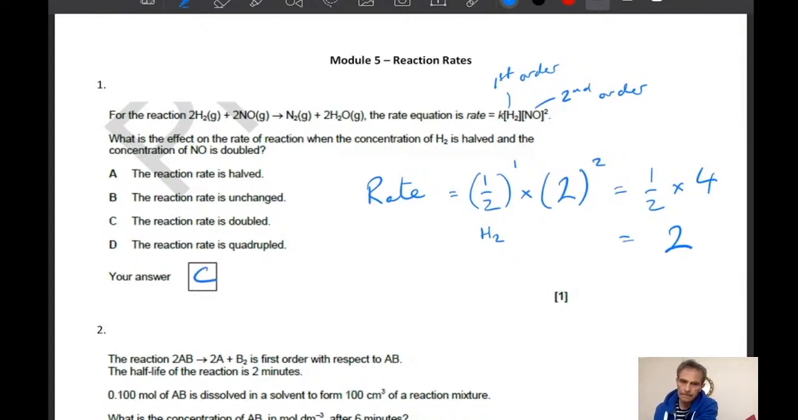I hope that all made sense. So whatever you do to the concentration, if it's first order, the rate will change by the same factor. If it's second order, it will change by the change in concentration squared. So we had, I'll just put the NO in there, the hydrogen was halved, so it's a half to the power 1 times the doubling in concentration raised to the power 2. So that overall gives you the 2. So the answer was C.